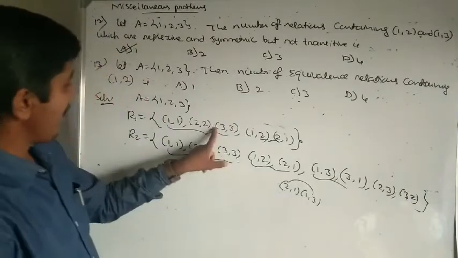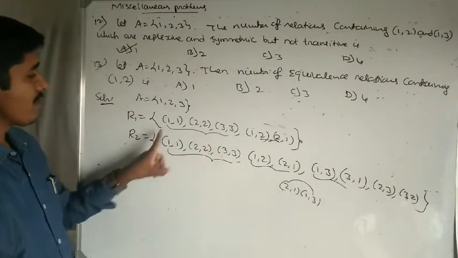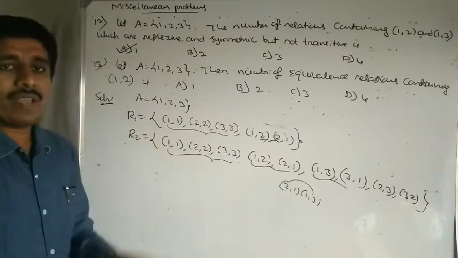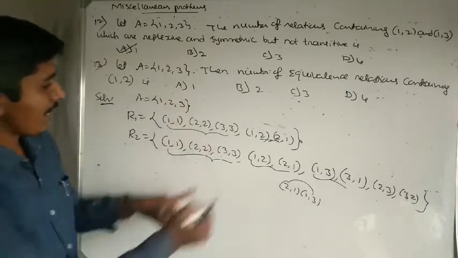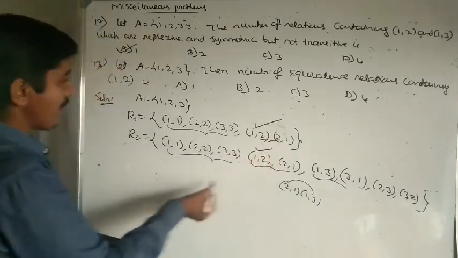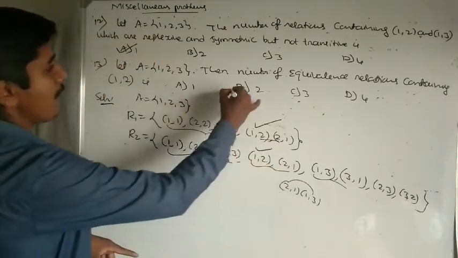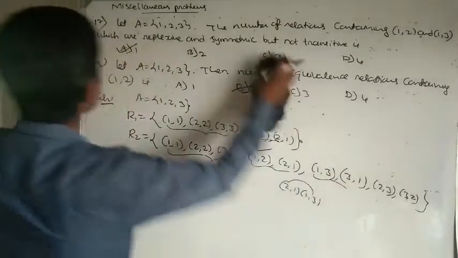Correct. How many relations are possible? Two relations, R1 and R2, are equivalence relations. Therefore, the number of equivalence relations that must contain the element (1, 2) is 2. Then option B is the right option.